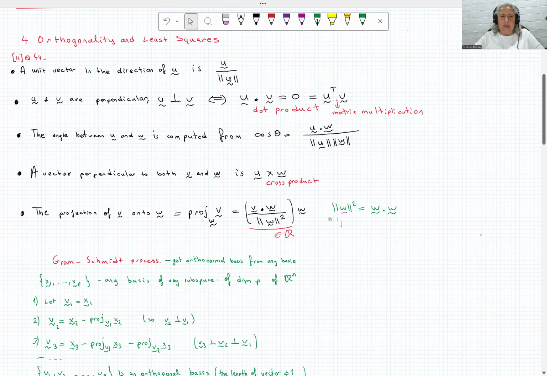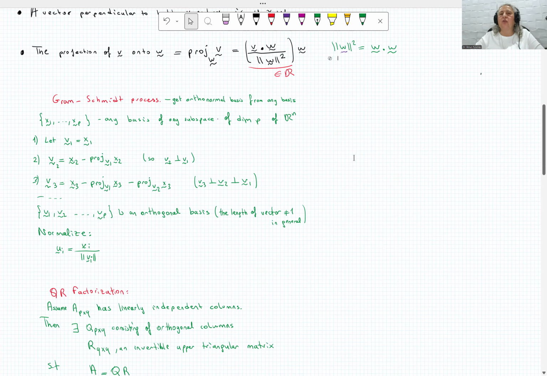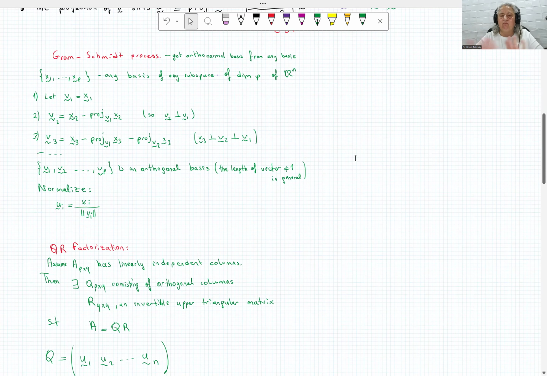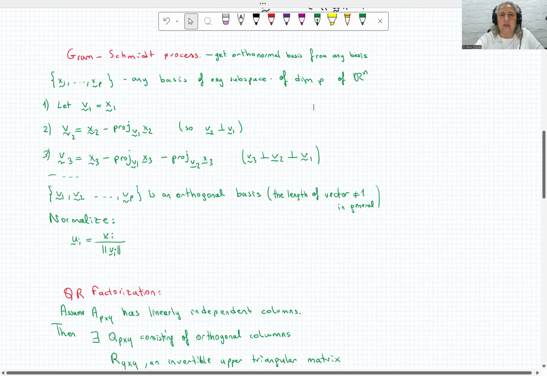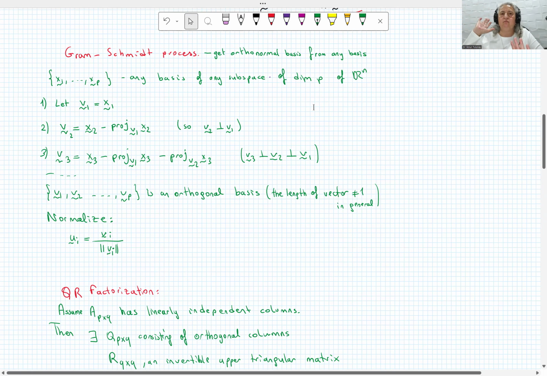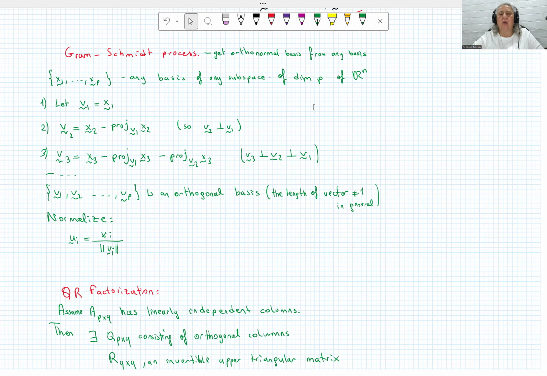Okay, now this is just an introduction, just reminding ourselves what we need to know before we do the work today. This is the general process of the Gram-Schmidt process. I'm going to remind you what it is about and how to do it, and then we will have an example on how to do it.